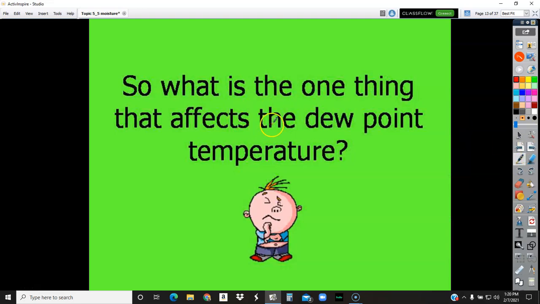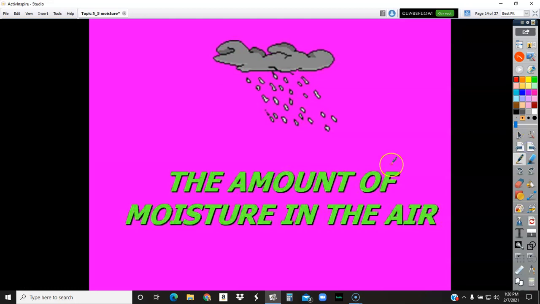So it says, what is the one thing that affects the dew point then? The amount of moisture in the air, right? How much moisture is going to affect your dew point? You will typically hear meteorologists, especially in the summertime, talk about humidity. Let's say it's July and we get a hot, sticky day. They'll say, whoa, dew points are on the rise. What do they mean by that? They mean the dew point numbers are going up. As dew point numbers rise, so does the amount of moisture in the air.